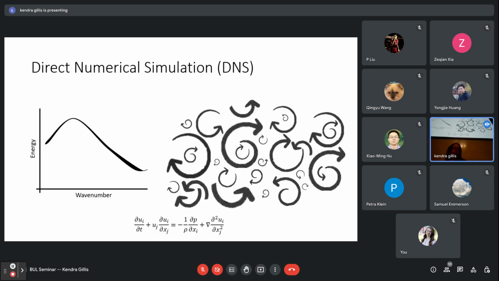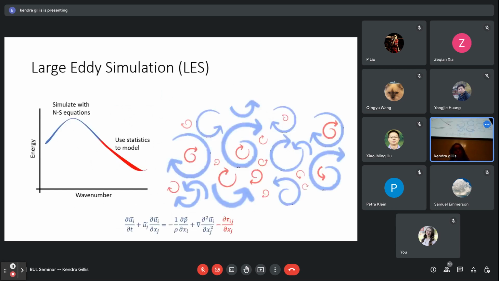Just to reiterate, this is what a direct numerical simulation is. Imagine this is the energy by the wave number, and this is the spinning of what the turbulence would look like. Everything is simulated with the Navier-Stokes equation. But if we were to filter it and have the larger eddies simulated but the smaller eddies modeled, this partial tau over partial x on the far right is added to the equation, and now we have more variables than we do equations.